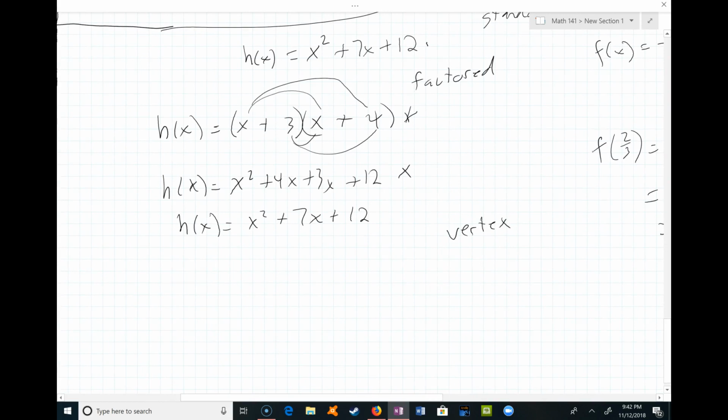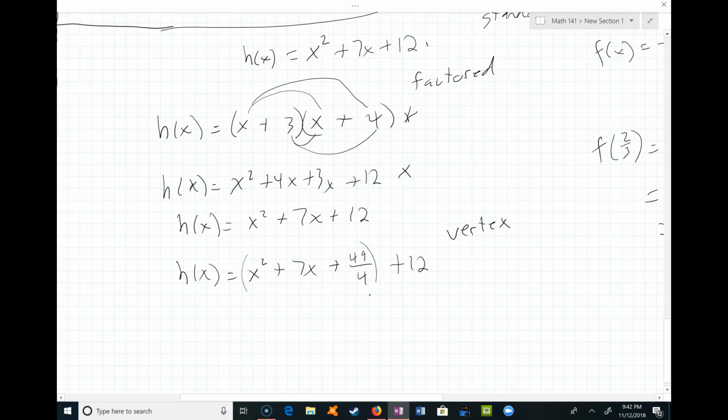So now it's a little bit tricky here because I don't have a 0 on this side. So what I'm going to do is go h of x is equal to x squared plus 7x, and I have to take half of 7 and square it. So that would be 7 halves squared, which would be plus 49 fourths plus 12.